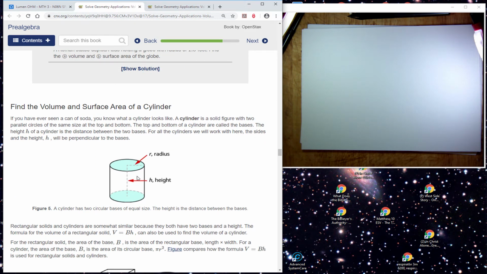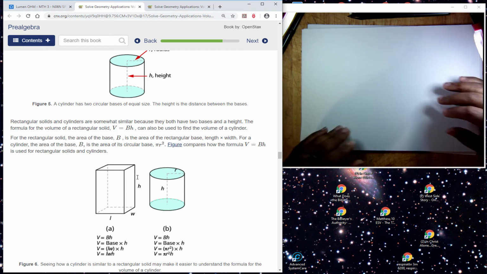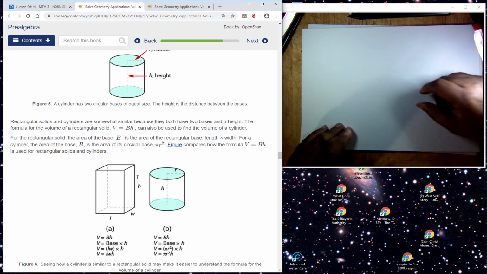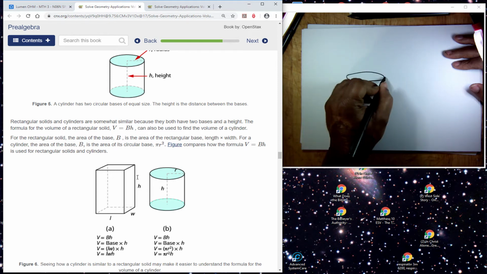So here we have the volume and surface area of a cylinder. The volume of a cylinder is going to be pi r squared multiplied by the height. Pi r squared is the area of the circle, and that's being multiplied by the height.